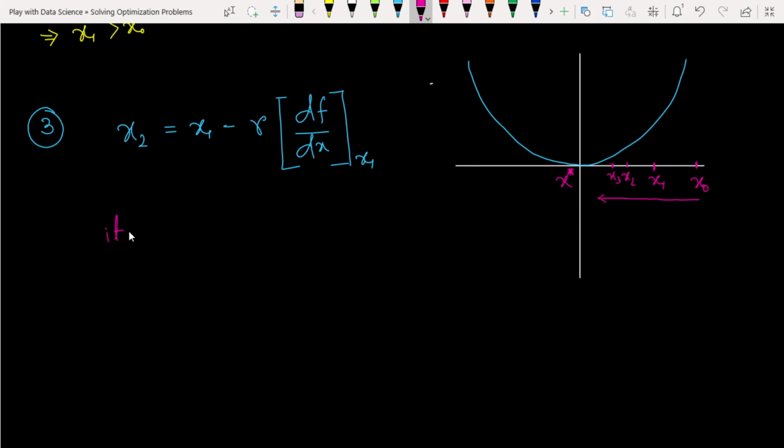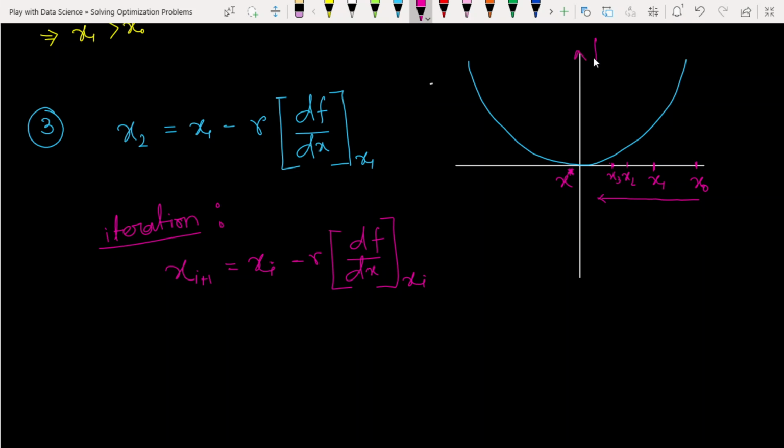Now the iteration will be: after the ith iteration we are calculating xi plus 1 equals xi minus r of df by dx at point xi. This is simply our iterative technique. This is called the gradient descent technique.